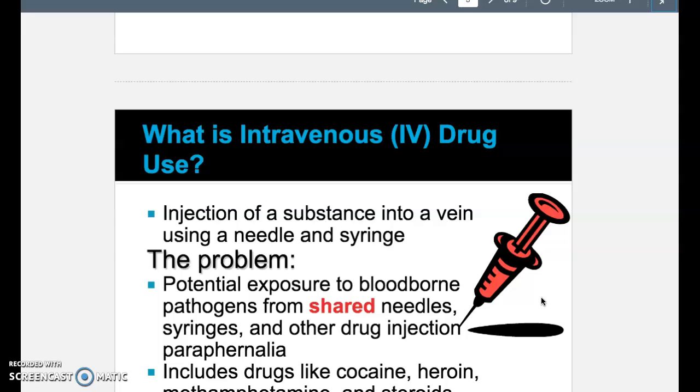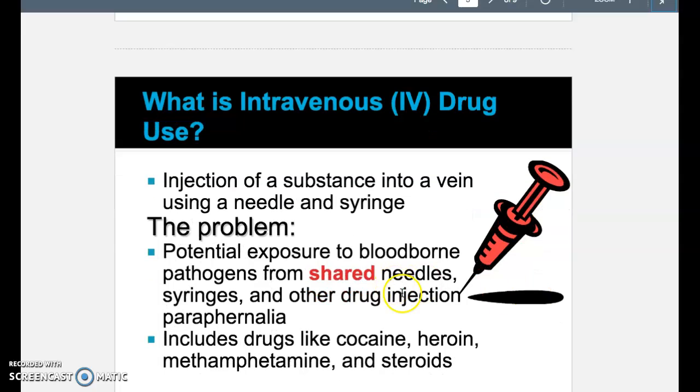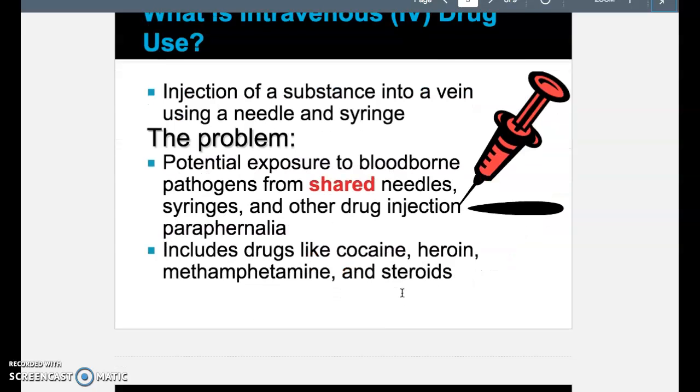The problem with IV drugs is the potential exposure to bloodborne pathogens, because typically with drug use, people are sharing needles because they don't care about sanitation. They don't care about other diseases from other people. They just want to get high. And of course, the problem with shared needles includes drugs like cocaine, heroin, methamphetamine, and steroids.